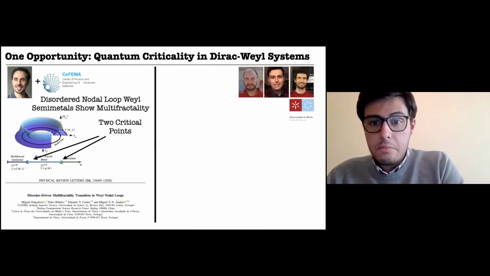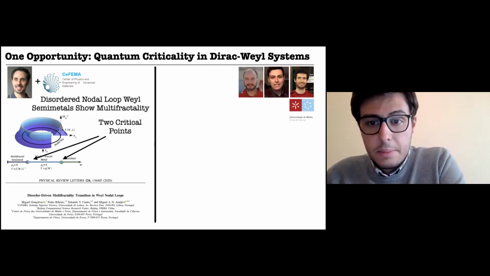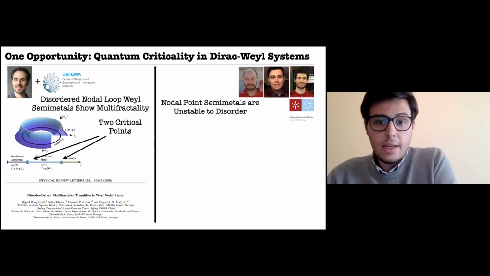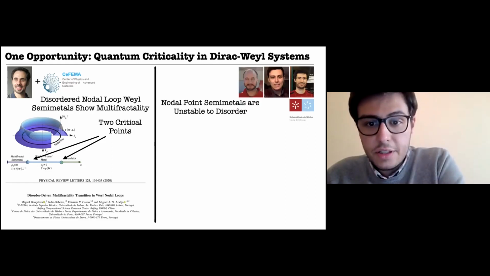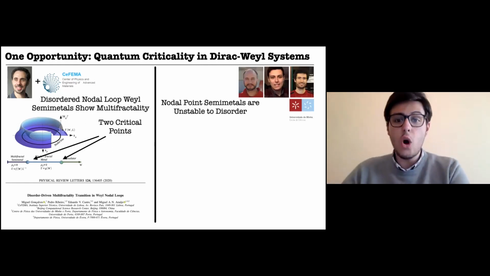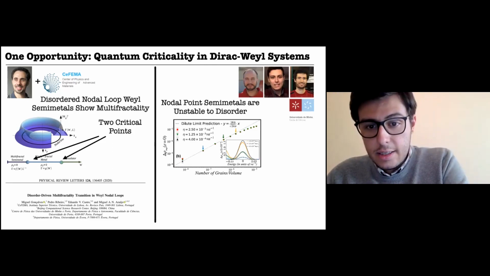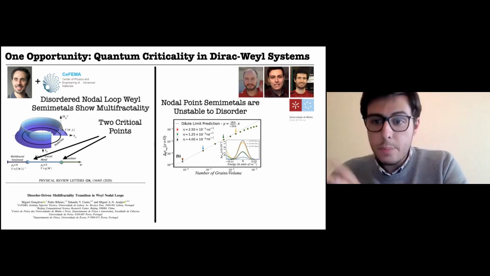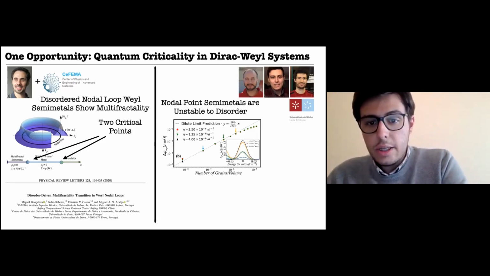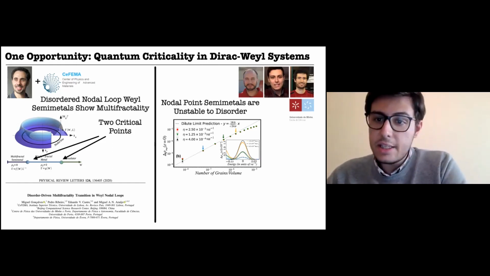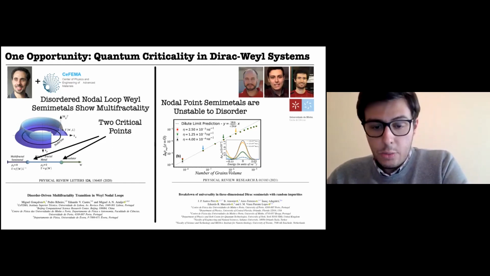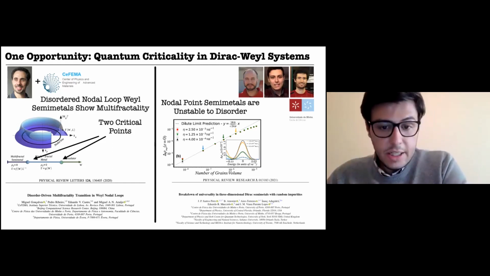And me and also my PhD supervisors, we analyzed a rather different setup where you have a nodal point semi-metal. And in that case, we saw that the introduction of a special kind of disorder actually makes the semi-metallic phase unstable and turns it into a metal very quickly. And we also published this very, very recently.